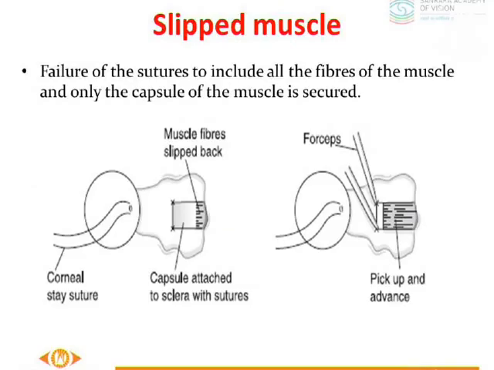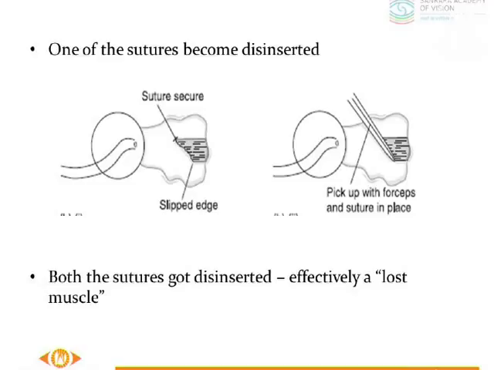The slipped muscle is another important complication that can occur in a few scenarios, where the sutures fail to include all the fibers of the muscle and only the capsule of the muscle is sutured. Here, if you see, only the capsule is sutured and the muscle retracts back when the eye is moving. So it's better to pull the muscle back and then place a firm suture. Sometimes if you are not careful in suturing the muscle to the sclera, it can slip, because one of the sutures can become disinserted, and very rarely both sutures can get disinserted, and then it effectively works like a lost muscle, and it has to be managed as I said before.